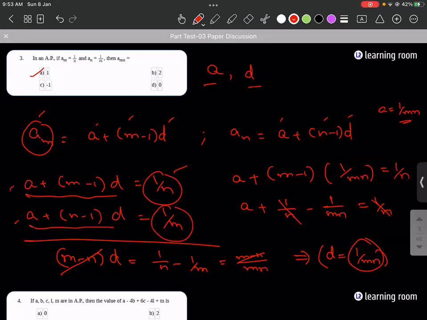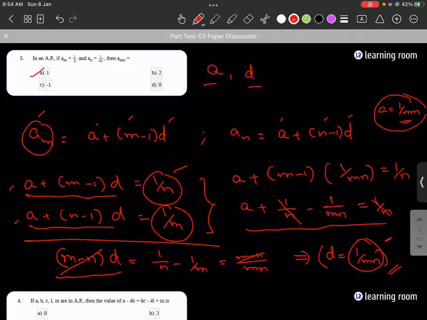When I subtract both, I get M minus N into D is equal to 1 by N minus 1 by M. Is that clear? When you solve this, we get D is equal to 1 by MN. After you get D, take it and substitute it in either of these equations. I substituted in the first one, and when I solved, I got A also as 1 by MN.